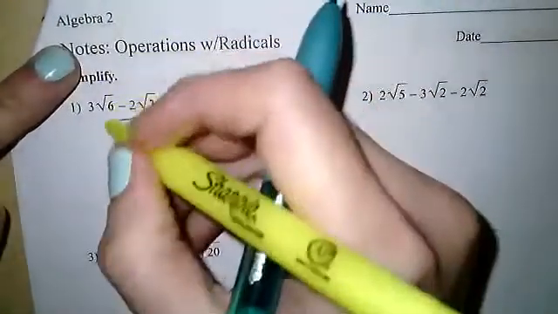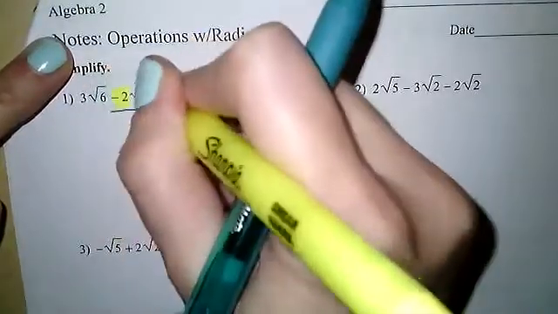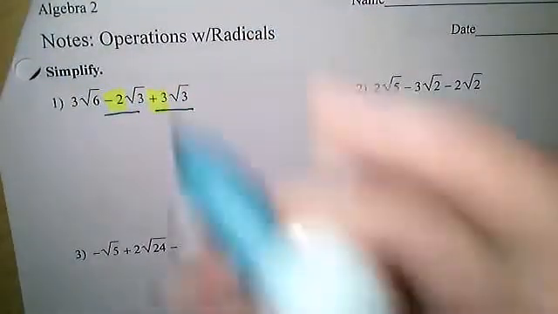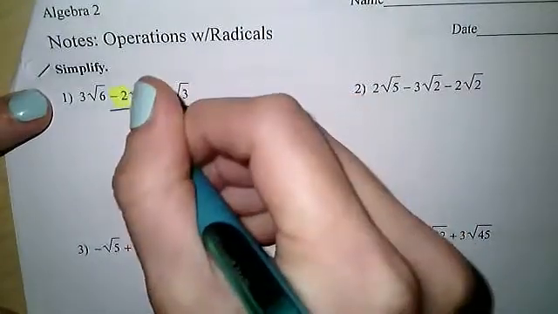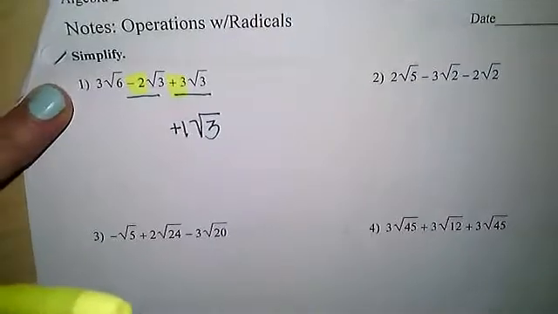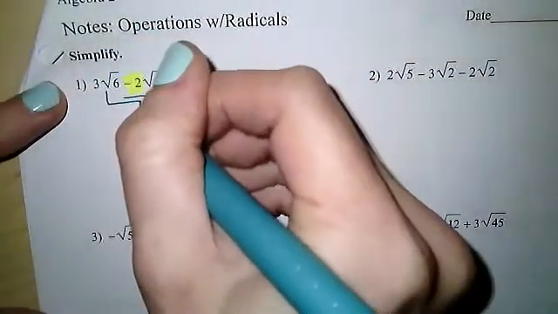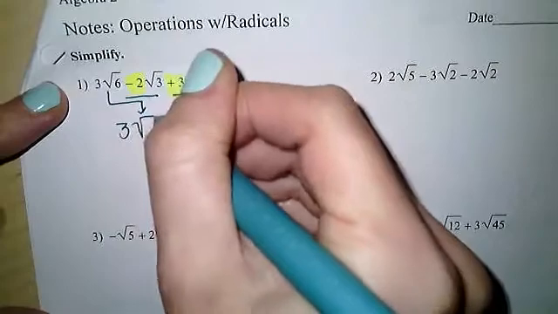So we can go ahead and add our -2 and our +3, which is -1, or +1 rather, actually, because 3 is a bigger number. And then we can drop down whatever does not have a like radical.